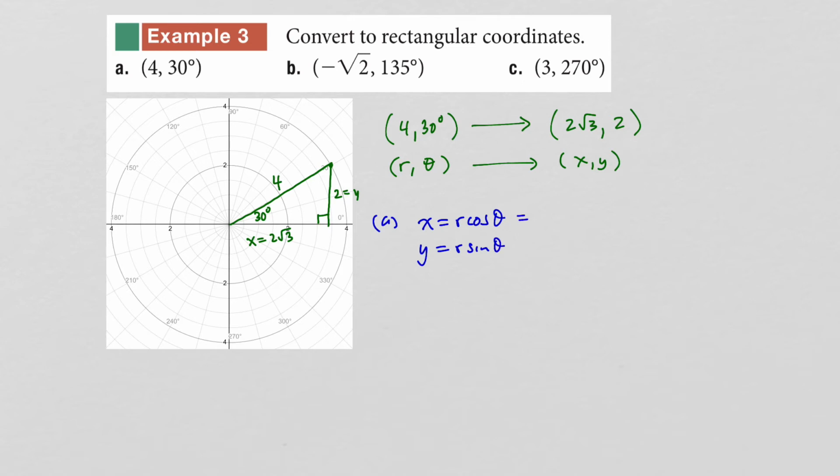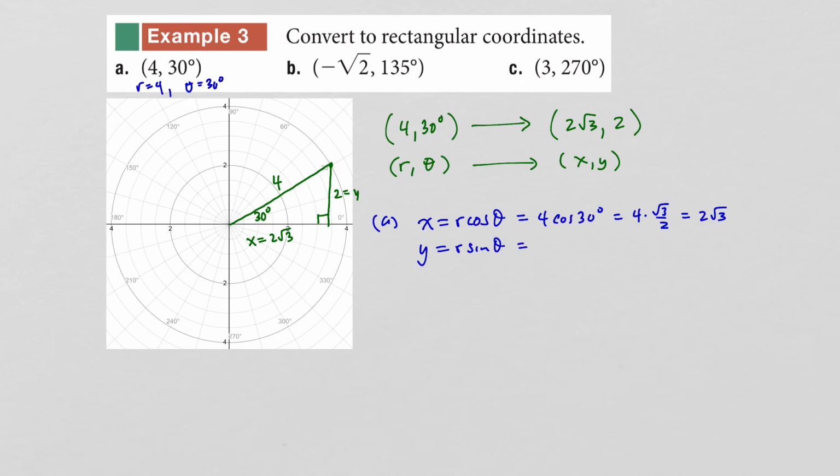And for this problem, we know that r is 4 and theta is 30 degrees. So if I just plug those in, x is going to be 4 times the cosine of 30 degrees, which is 4 times the square root of 3 over 2. And when you cancel the 2 here, you get 2 radical 3.